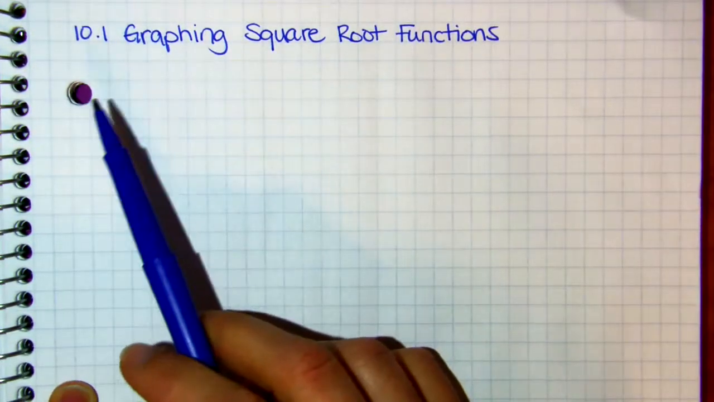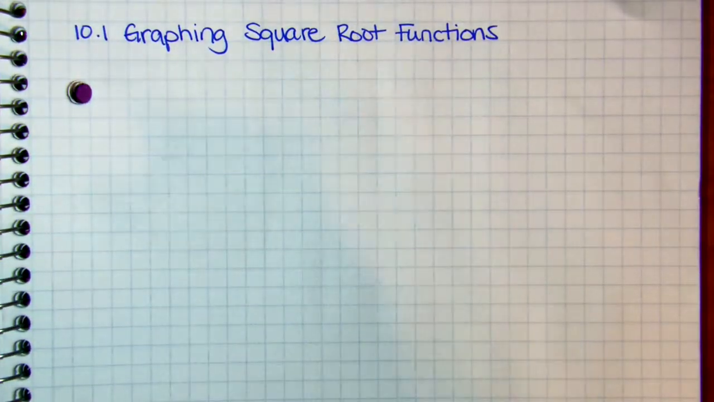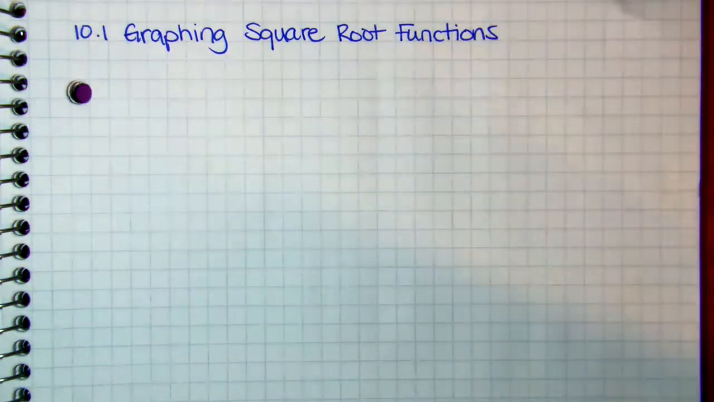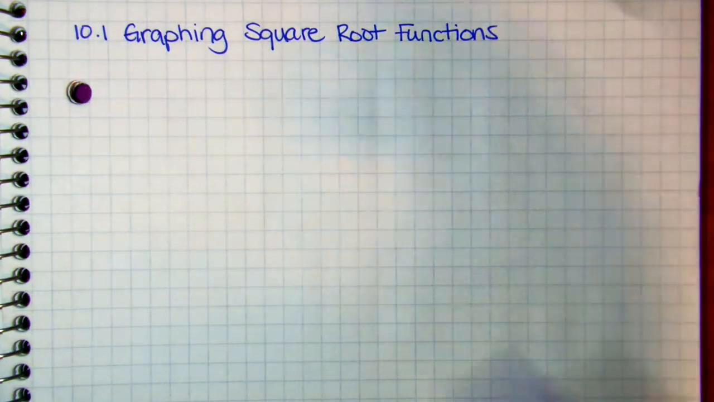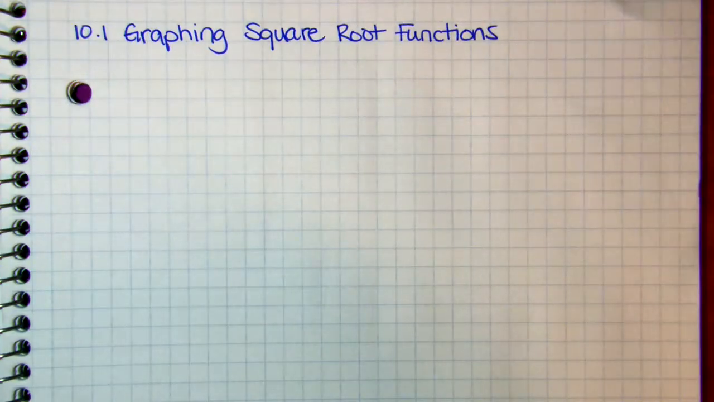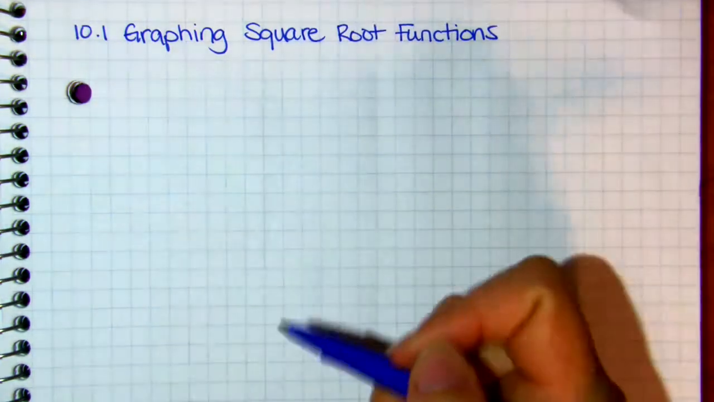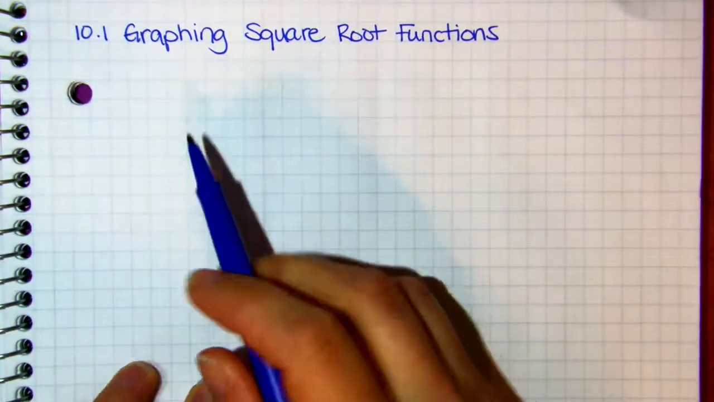Here we are starting chapter 10 with our first section, graphing square root functions. And so this whole chapter is talking about square root functions and using square root functions, especially in geometry. So the first two sections are just talking about what they are and some specifics behind square root functions. And then the last two sections have to do with the Pythagorean theorem. So that's our map for this chapter.